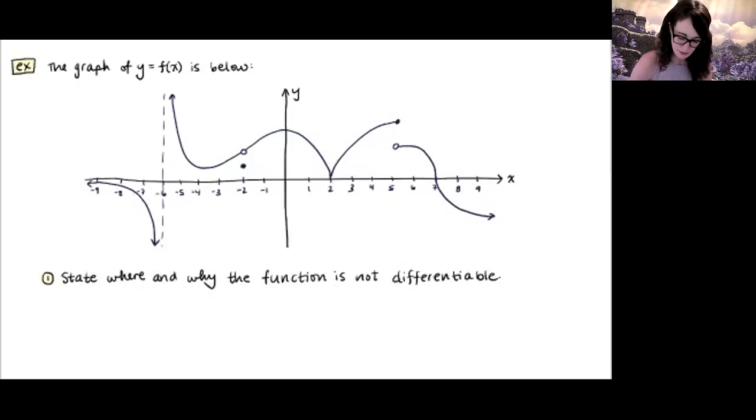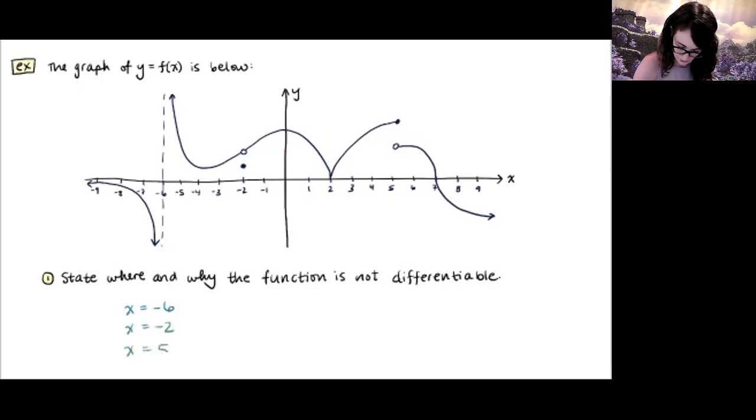Okay, so going left to right, and keeping in mind our 4 reasons. One of them, the first one, is a discontinuity. So I see a discontinuity here. There's a vertical asymptote. There's a hole or a jump here. There's another jump here. So those 3 are all discontinuities. Automatically, we have a point of non-differentiability there. So x equals -6, x equals -2, and x equals 5.